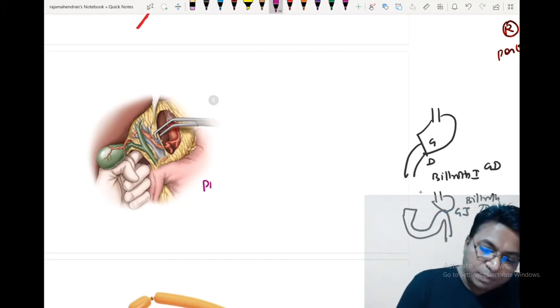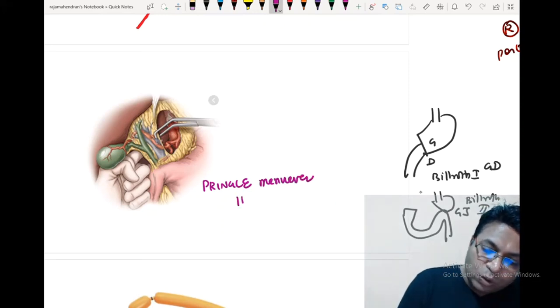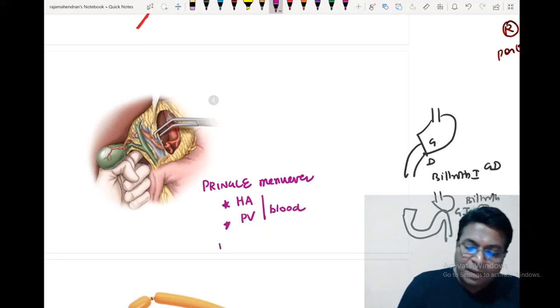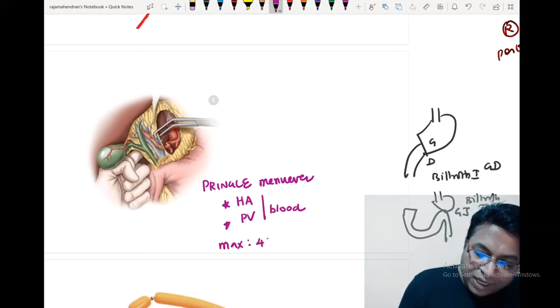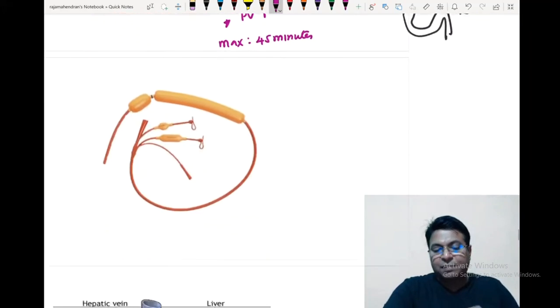Okay. So this is Pringle maneuver. Very good. Pringle maneuver is an inflow occlusion maneuver. It occludes the hepatic artery and portal vein blood entering the liver. Maximum we can do it for 45 minutes only.